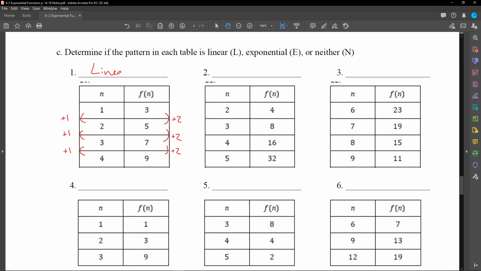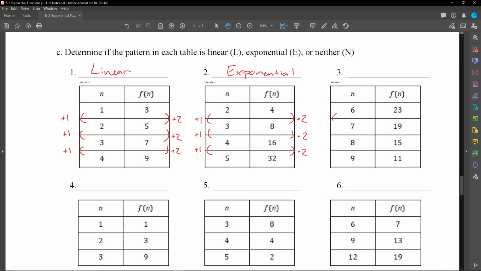This is linear. For number 2, while our n values are increasing by 1 each time, our f of n values, well, notice what's going on. From 4 to 8, we could say we add 4, but that's not the pattern for the next numbers, 8 to 16. We're multiplying by 2 each time. We're doubling every time. So this is exponential.